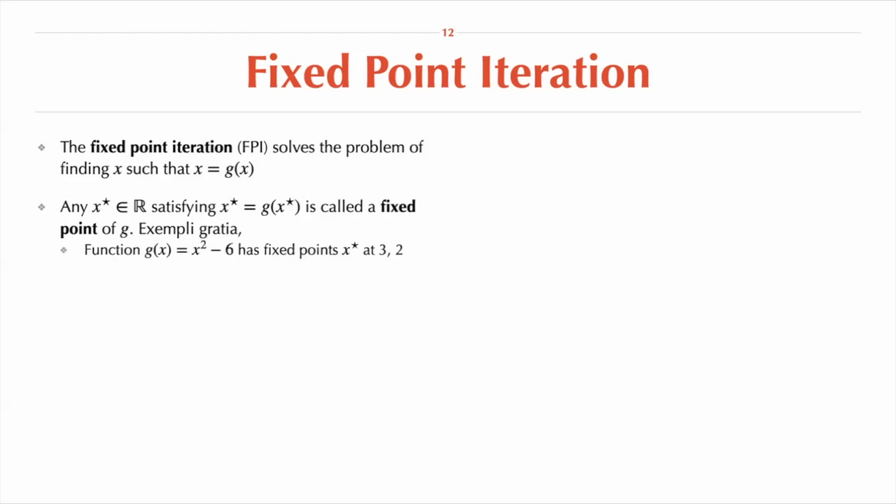Okay. So for example, the function g(x) equals x square minus 6 has its fixed points at 3 and -2, because these are the solutions to the quadratic equation x square minus 6 equals x. And this function has no roots because x can never be equal to x plus 2, because that would mean 2 is equal to 0, and that is not possible.